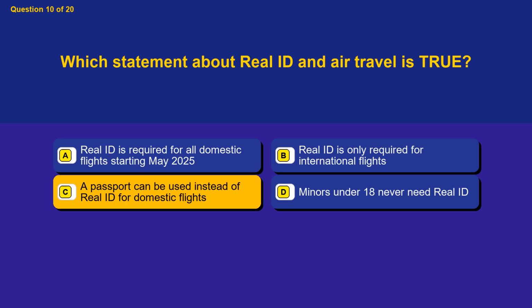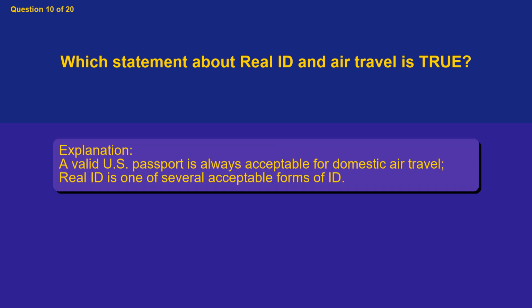The correct answer is option C. A passport can be used instead of Real ID for domestic flights. A valid U.S. passport is always acceptable for domestic air travel. Real ID is one of several acceptable forms of ID.